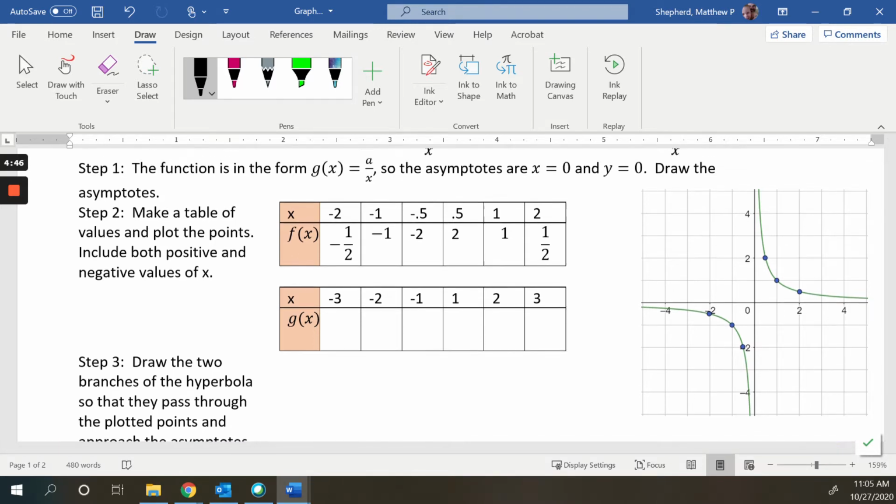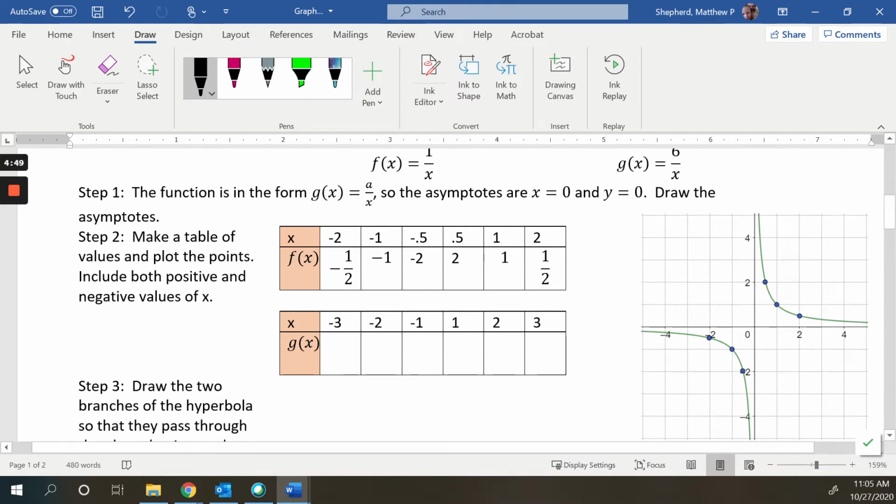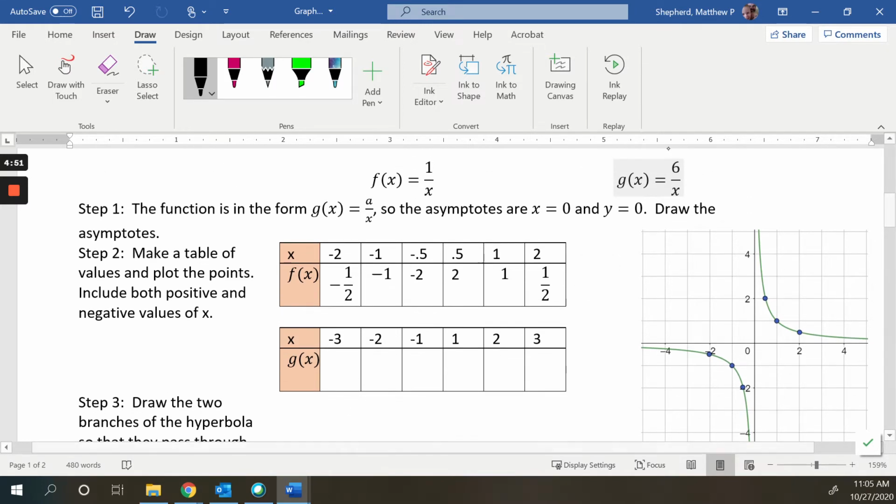So if I were to put -3 into g of x, meaning we'd have 6 over -3, that would equal negative 2. 6 over negative 2 would be negative 3. 6 over negative 1 would be negative 6. 6 over 1 is 6. 6 over 2 is 3, and 6 over 3 is 2. So now we've got these points that we can start graphing.